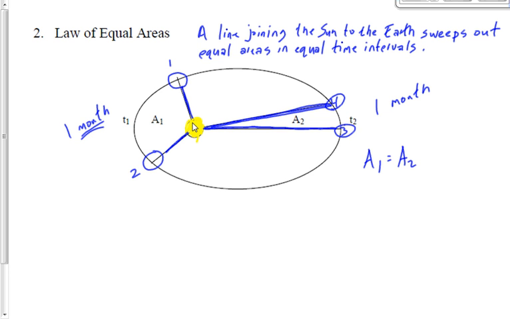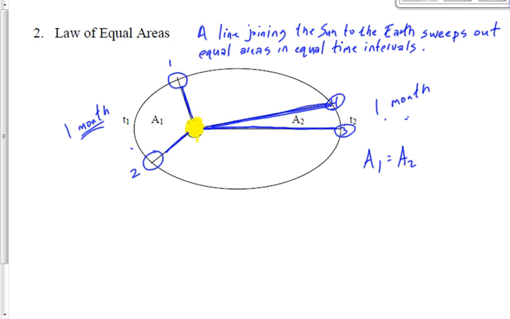If a month has gone by over here, and A1 has been calculated, and a month goes by over here and A2 has been calculated, then A1 will equal A2. Now, if 6 days have gone by, not a month, then area 1 won't be the same as what it was before. But if 6 days go by over here and 6 days go by over here, the areas are going to be different than they were, but they're going to be the same as each other. The area swept out by the line joining the Earth to the sun in equal time intervals is going to be the same.